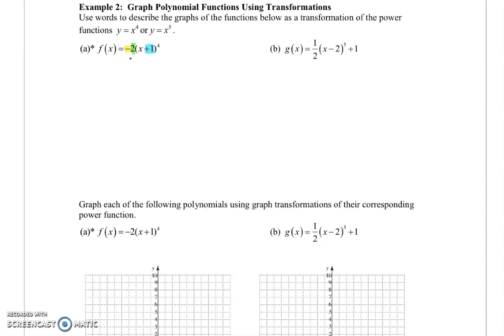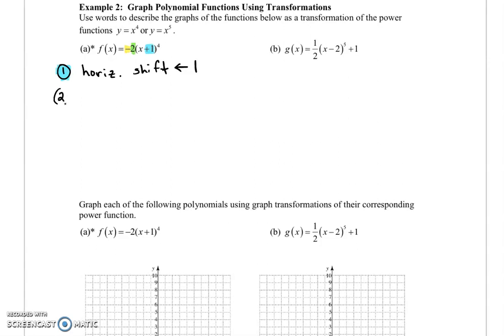So how should we do these? Remember, we follow the order of operations, so we work in parentheses first. That means we should deal with the plus 1. The plus 1 is a horizontal shift left 1. Remember, they're always opposite.